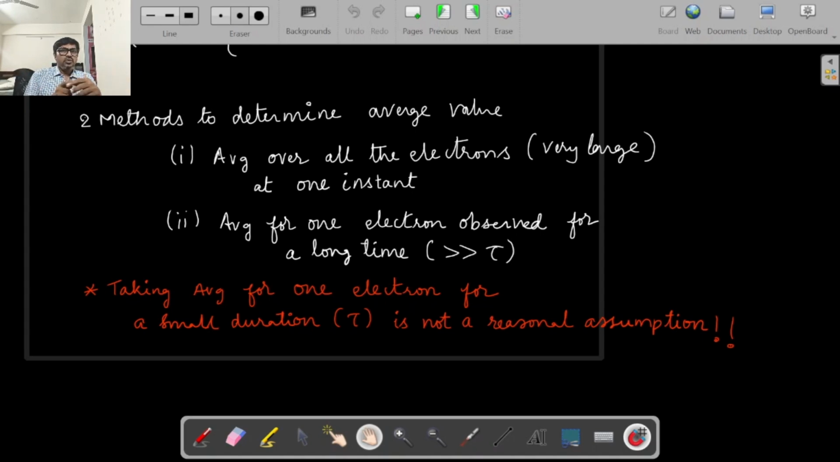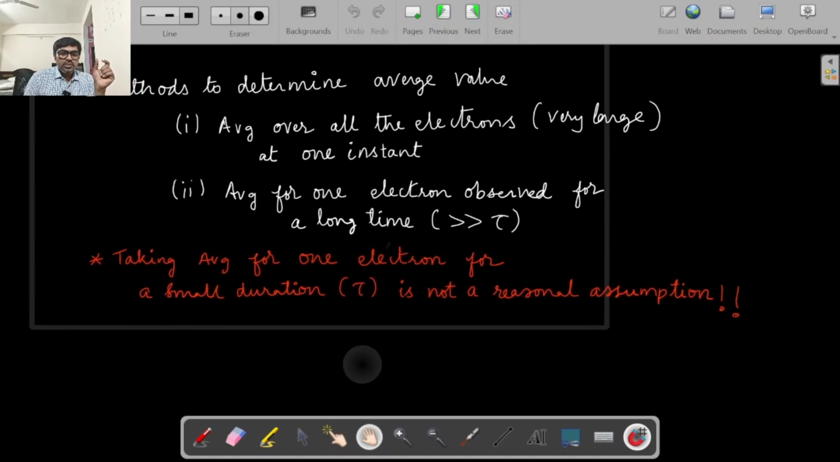The other one is you focus on one electron and keep focusing on it for a long time. Then the random collision effect will be averaged out if you give a long time. You calculate the total average displacement divided by the total time, and you will get the drift velocity. So either you do it for a moment by taking all the electrons, or you do it for one electron for a long duration. These are the two assumptions we have here.